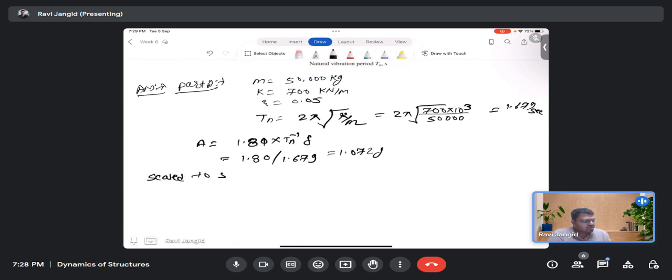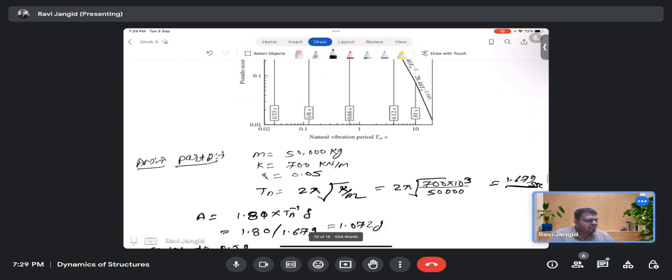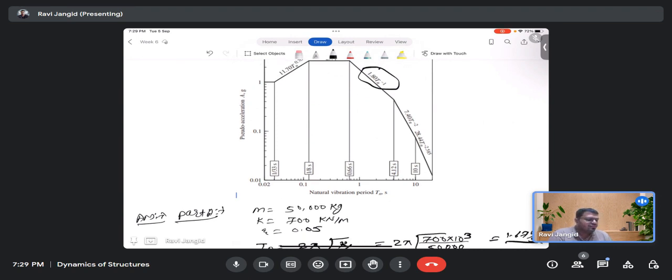Okay, so we need to scale it to 0.5 g. But actually, it is not a straight line, right? It's an inclined line. Yes, that is given, corresponding to that 1.6, we have been given this inclined line. Suppose, for example, the time period is two. Then the value would be 1.8 divided by Tn. So Tn is 2, that would be 0.9. Yeah, understood. Okay.